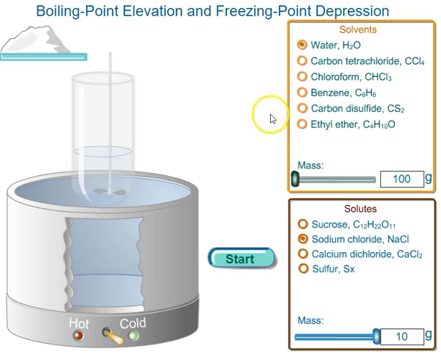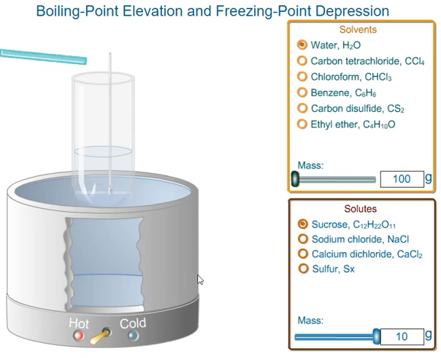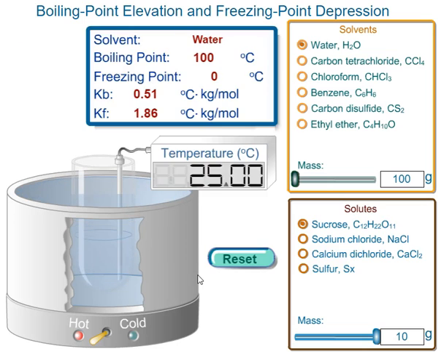Hit reset. This time we're going to use sucrose as the solute. We still want to use 10 grams of sugar, so that's all set for us. We want a hot bath again. So I'm going to put it in the hot bath and click start. Do your questions again. We're waiting for the final temperature.